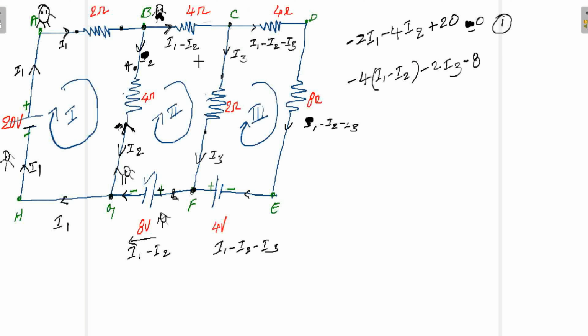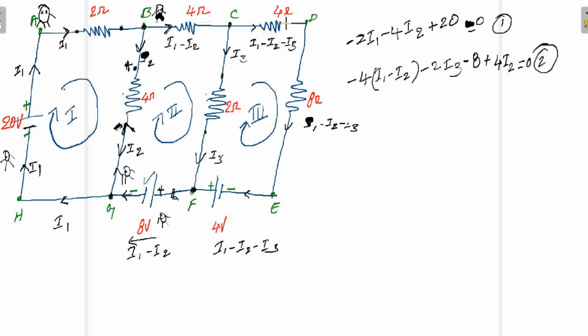So what will be the voltage rise value? Just remember this: if current moves from positive to negative, that is a voltage drop. Here you are observing your travel is from negative to positive, so there is a voltage rise. How much voltage rise? Plus 4 into I2, which is equal to 0. This is your equation number 2.